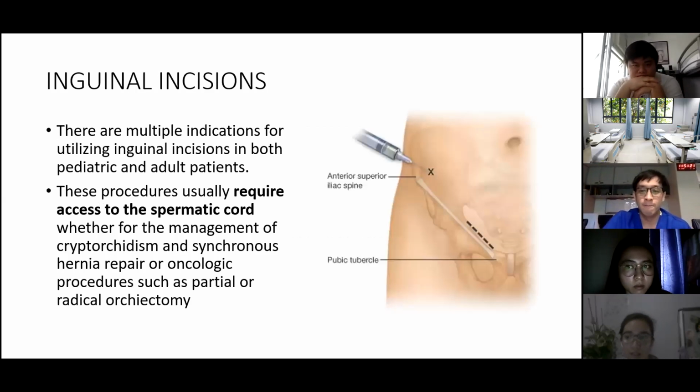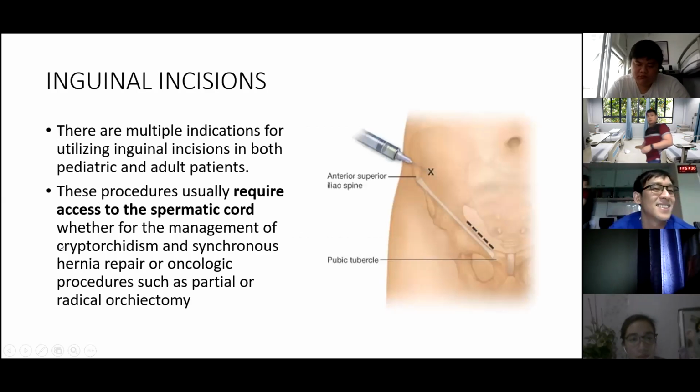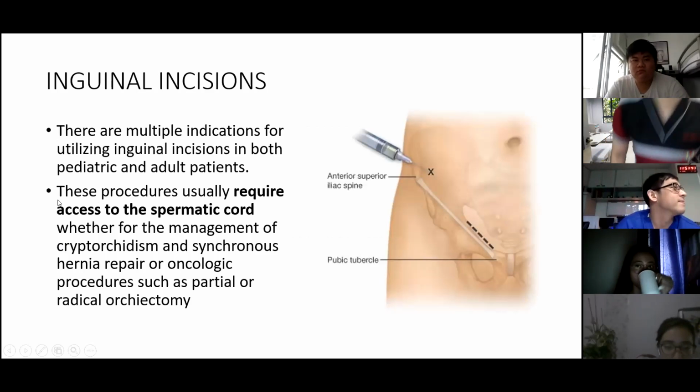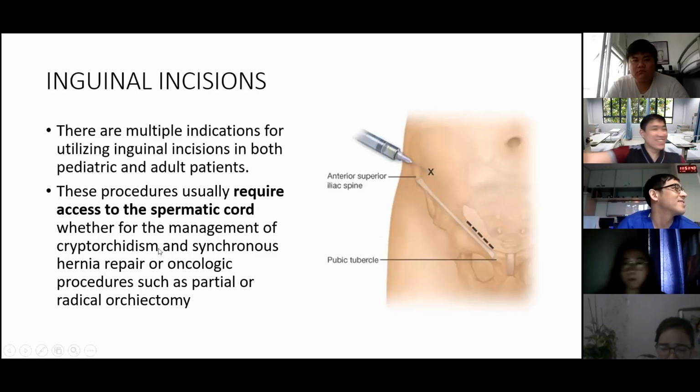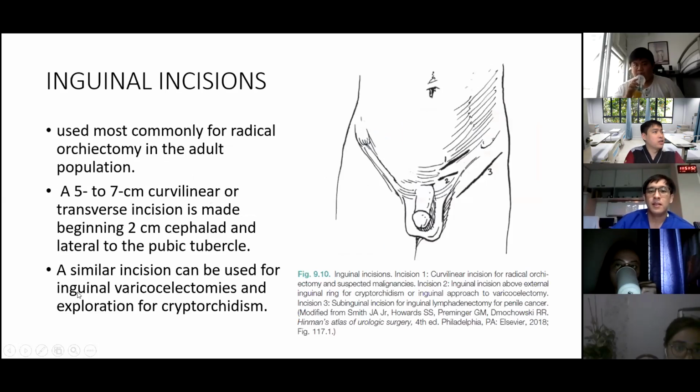Next is the inguinal incisions. There are multiple indications for utilizing inguinal incisions in both pediatric and adult patients. These procedures usually require access to the spermatic cord, whether for the management of cryptorchidism or undescended testes, and synchronous hernia repair or oncologic procedures such as partial or radical orchiectomy.